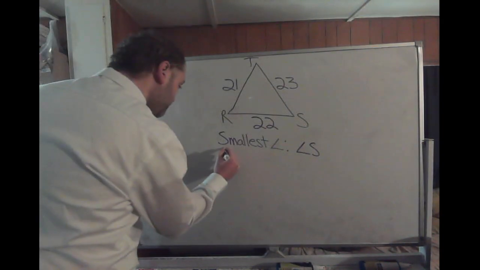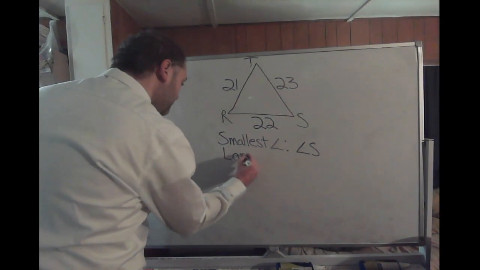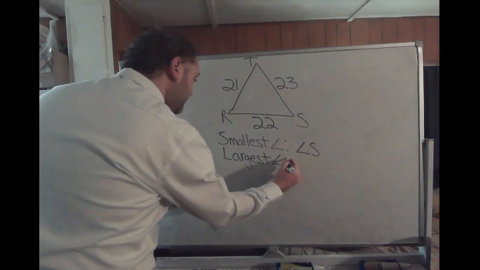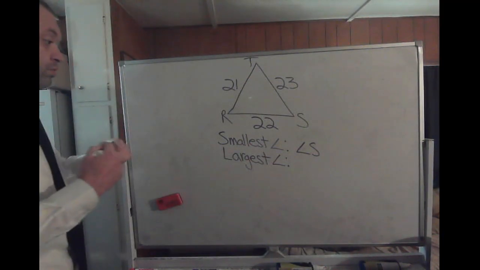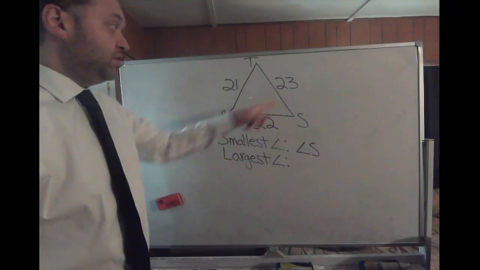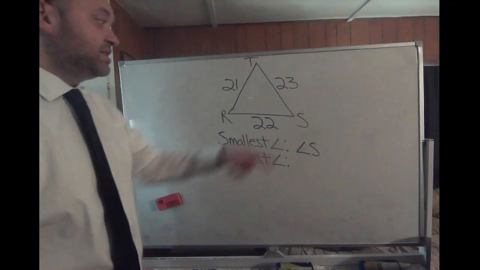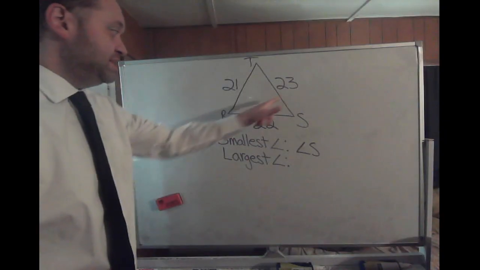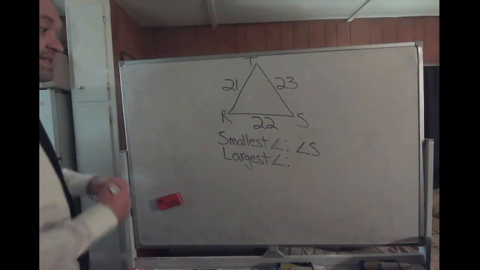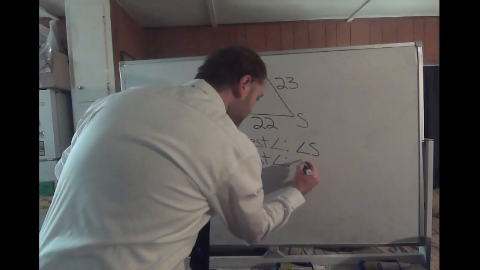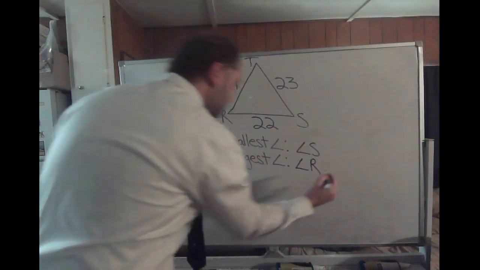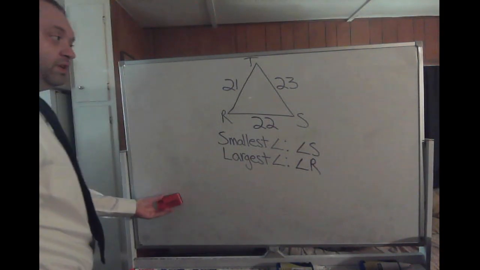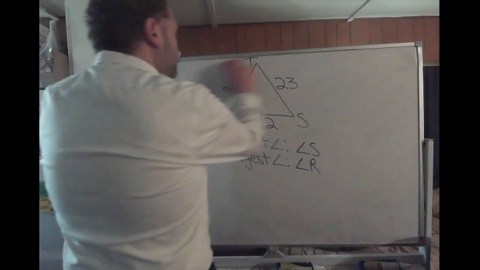Now, what's the largest angle? The largest angle, well, let's look here. The longest side is TS with a length of 23. So the angle opposite TS is angle R. That means angle R would have to be the largest angle, according to the theorem that we just learned. So that really isn't that bad to understand.